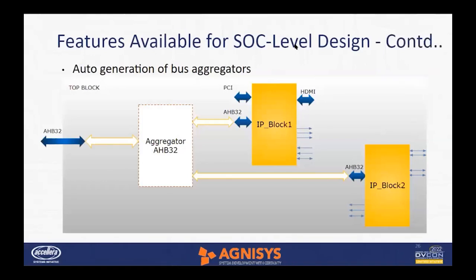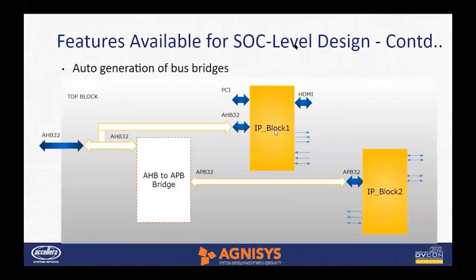Features available for SoC level design: auto generation of bus aggregator. Suppose there is a top block which has two modules, IP block 1 and IP block 2. They are both on the AHB bus and they have to be connected. So an aggregation logic module will automatically be generated and the connection will be made in SoC Enterprise. So this way, it is smart. And say if block 1 is on the AHB bus and block 2 is on the APB bus, then a bridge module will also be generated as a Verilog file, and the connection will also automatically take place in the top wrapper file. And in the generated block diagram, it will also be represented in the graph.